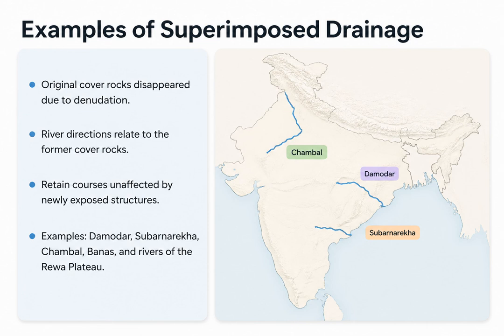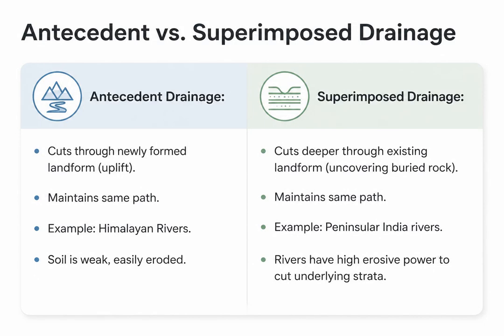across the Rewa Plateau. To summarize the difference, antecedent drainage cuts through a newly forming landform that is actively uplifting, like the Himalayas, often eroding through weaker sediments.